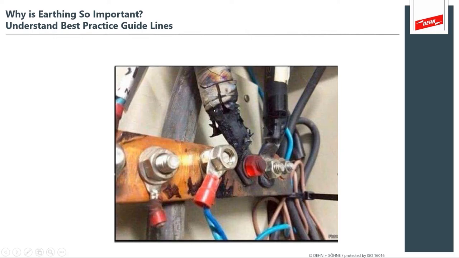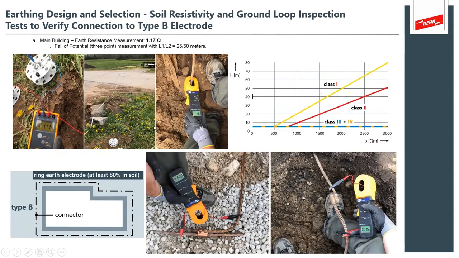And here you can see this wire is oxidizing from excessive heat. You've got broken connections. These are the things that we're looking for. So, earthing design. Remember, it started with the class of protection.